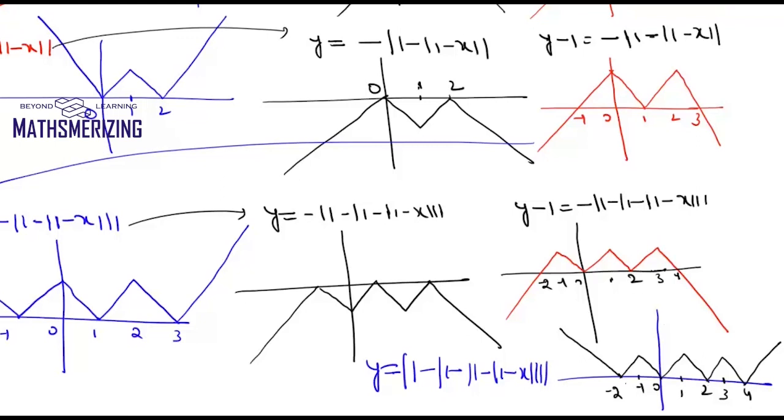Now it is continuous for x belongs to R, but it is not differentiable at these points. So it is not differentiable at minus 2, minus 1, 0, 1, 2, 3 and 4.